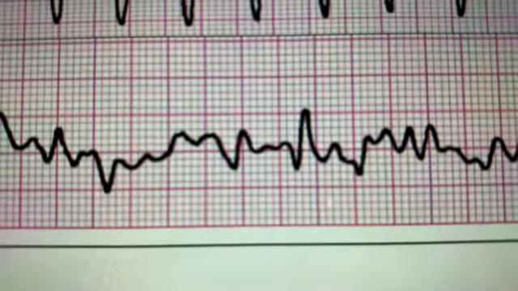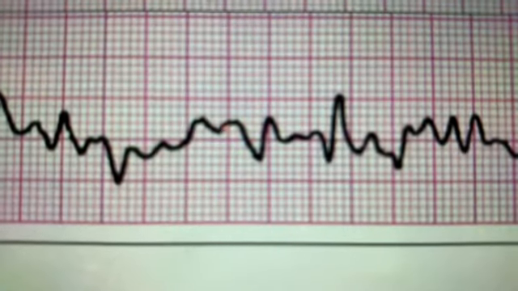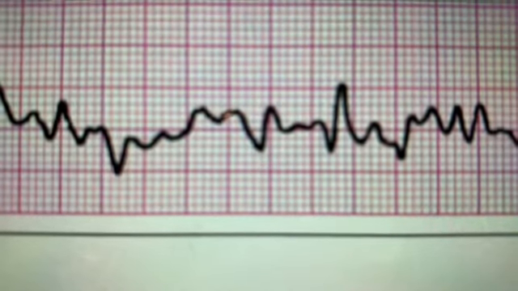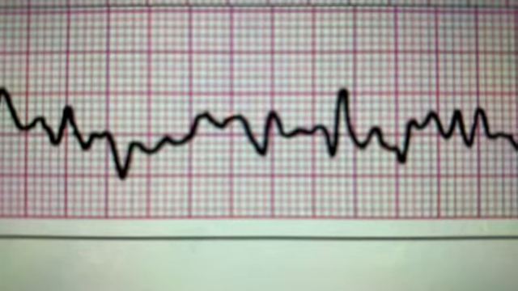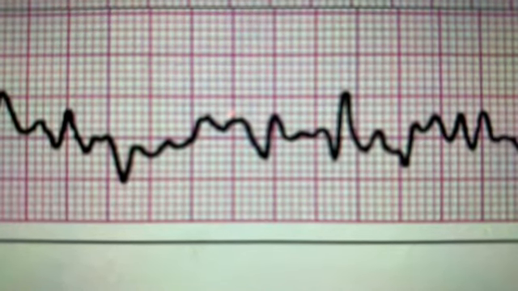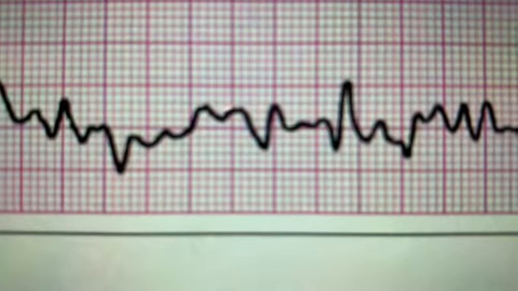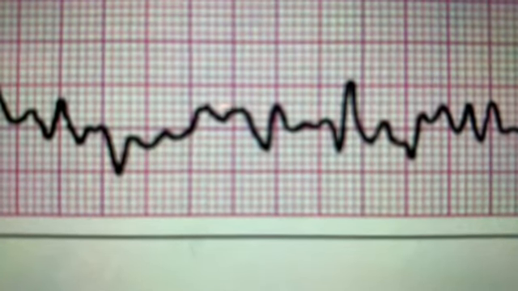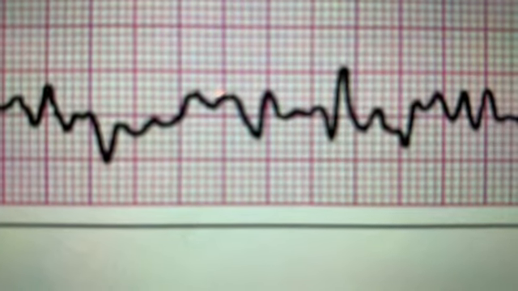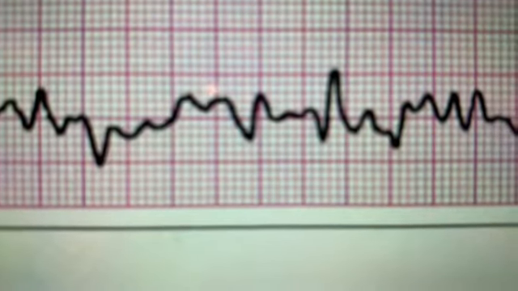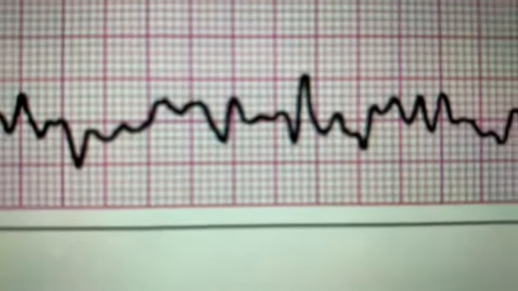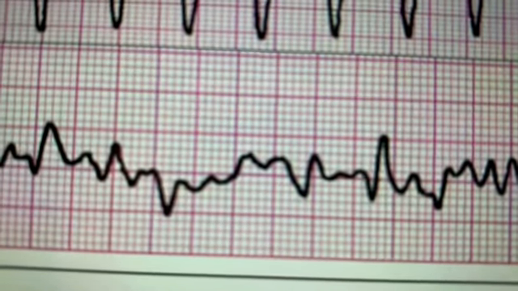All right, so next up we have ventricular fibrillation, or VFib. It's pretty chaotic. There's no P waves, there's no PR intervals, and the QRS waves are almost non-consistent. It's very fibrillous, given the name VFib. So that's what you'll be looking at when you see VFib on an EKG machine.